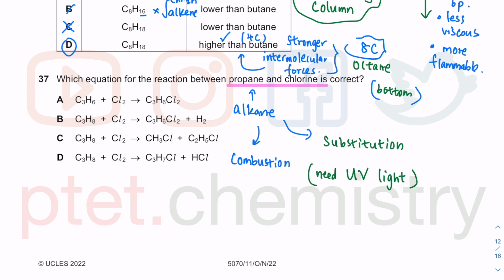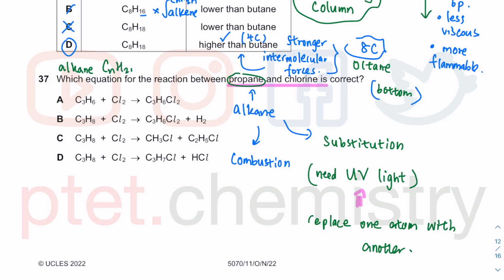So what happens in a substitution reaction? You need to know the definition of a substitution reaction. Basically, substitution is replacing one atom with another. So you're going to replace the hydrogen with the chlorine. We can see that propane is an alkane, so again it's going to have the CnH2n+2 general formula. For n equal to 3, you're going to put 3 times 2, which is 6. 6 plus 2 is going to give you 8. So it's going to be C3H8 and not C3H6 there. So A is out, and with C3H8, all of the others are fine.